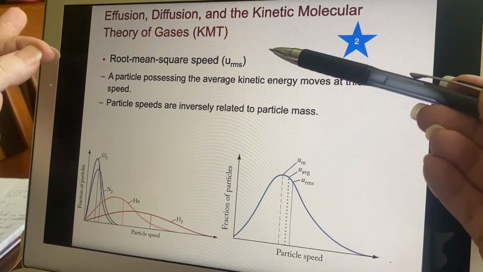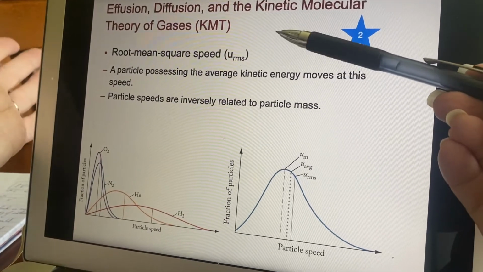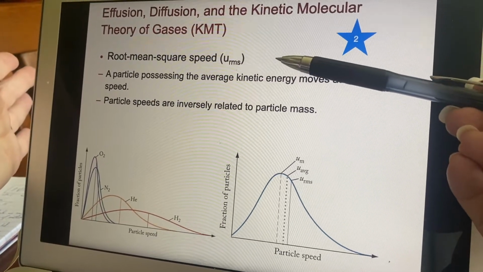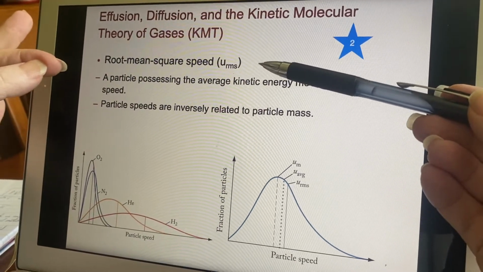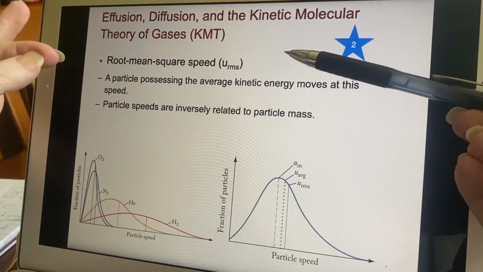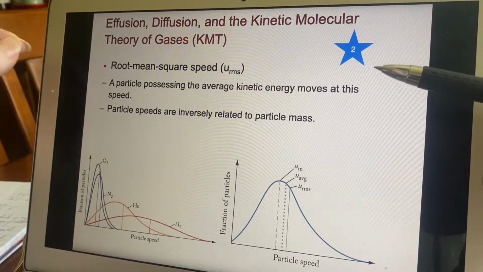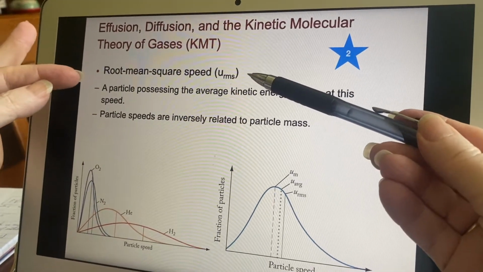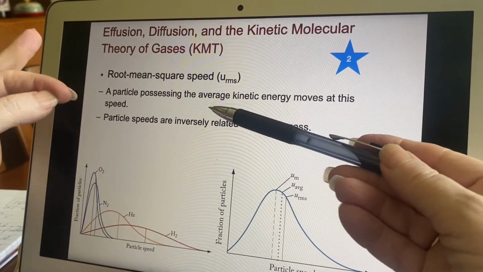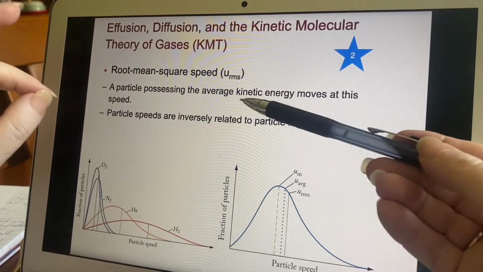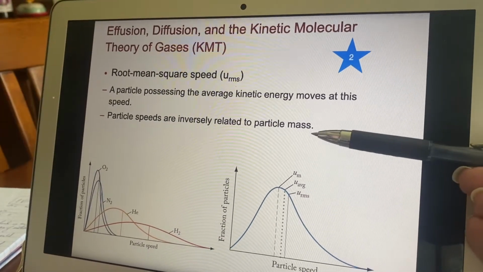Now, I know you're used to V being used for velocity, but since volume is something we're working with explicitly in this chapter, we're going to tend to use u instead of v for a speed so that we don't accidentally confuse ourselves. I mean, it's confusing enough already. We don't need to court extra trouble. So if we talk about the root mean square speed, we're talking about a particle that has what is called an average kinetic energy. And the particle speeds are inversely related to the particle mass. Oh, why is that?